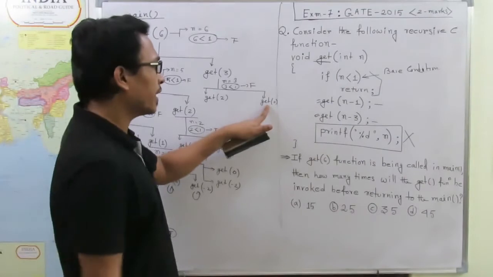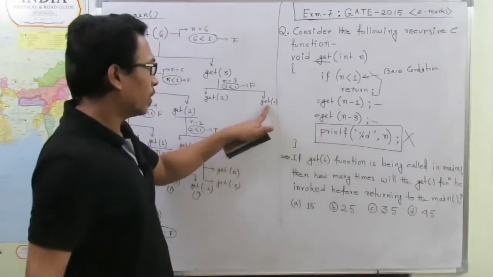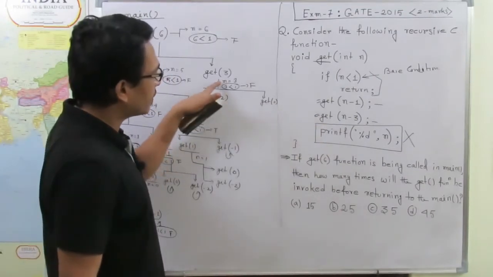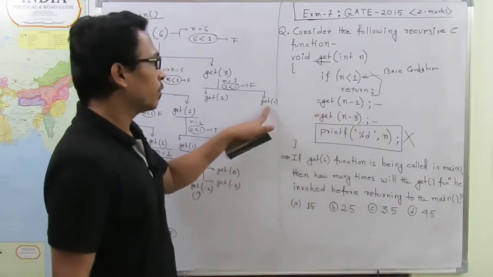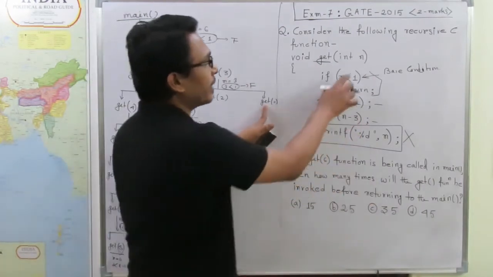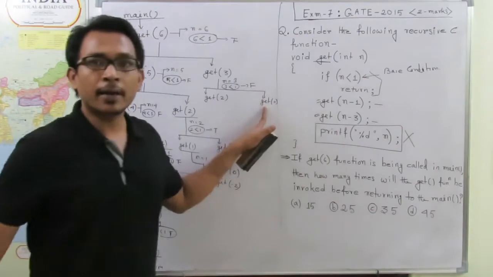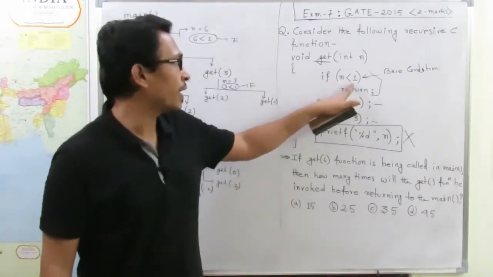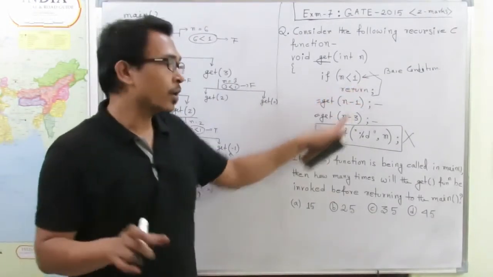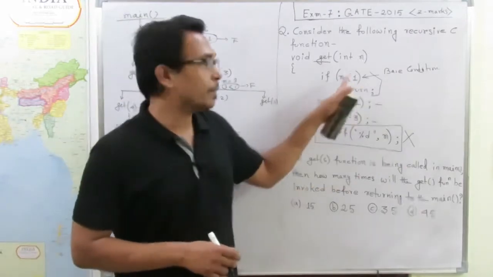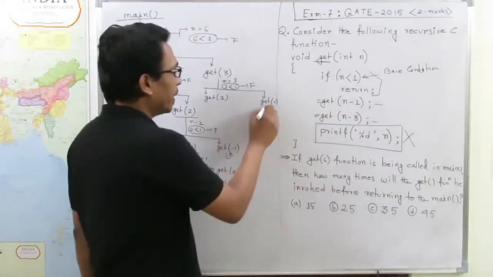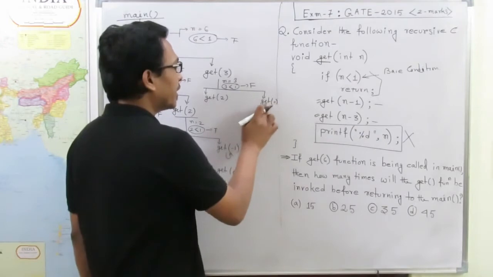Now in this particular function call, what is the value of n? The value of n is 3, and 3 minus 3, that means 0. Now in this case the value of n will become 0. So 0 less than 1, that means this condition will become true. Now the base condition is satisfied, that means we will return back. So no more function call here.